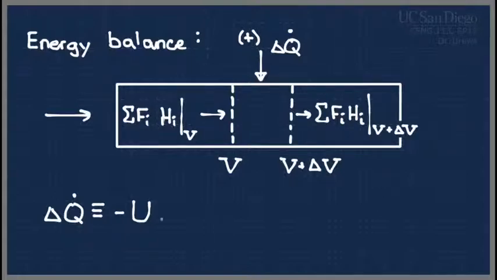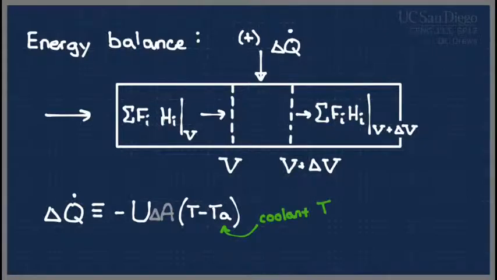I'm going to write this letter A as a gray A, because we're going to have to work on that. Remember, we're dealing with a differential amount of space right here, so it's not really just A, it's the differential amount of area A, because we've just got a little thin slice of our reactor. And then all of that times a temperature difference, so T minus Ta. Remember, Ta here, that's your coolant temperature. And the other T is the actual temperature of your reactor.